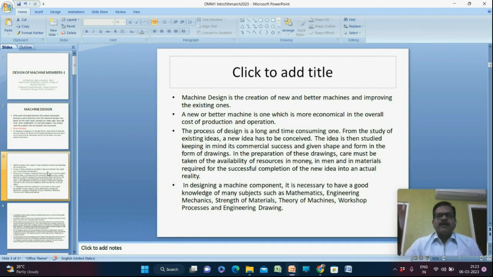The idea is then studied, keeping in mind its commercial success, and given the shape and form, care must be taken of the availability of resources in money, men, and materials required for the successful completion of the new idea into an actual reality. In designing a machine component, it is necessary to have good knowledge of subjects like mathematics, engineering mechanics, strength of materials, theory of machines, workshop processes, and engineering drawing.